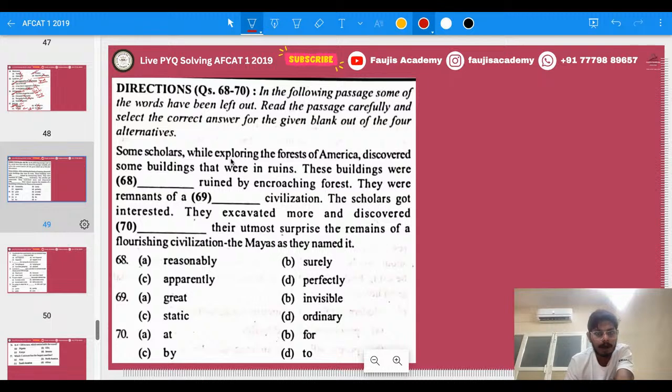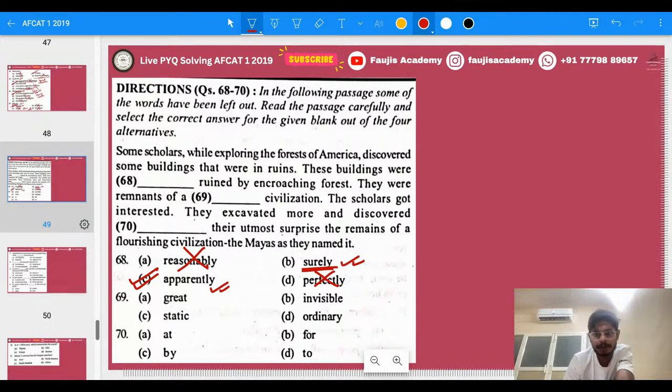Some scholars, while exploring the forest of America, discovered some buildings that were in ruins. These buildings were surely ruined by encroaching forest. How can it be perfectly ruined? How can it be easily ruined? Surely is a close option, but apparently is a much closer option, because it looks like that, but you don't know what the truth is. These buildings were apparently, 68C.